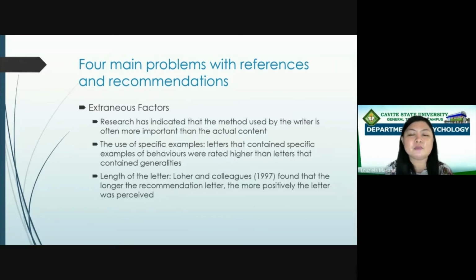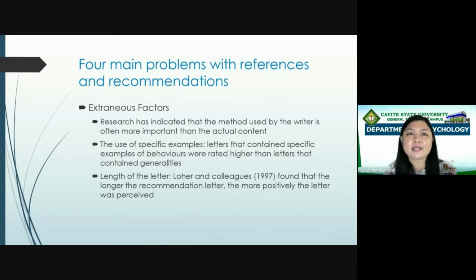So, dapat yung magbibigay ng recommendation sa inyo or reference ay magaling din magsulat, magaling magsalita. And sabi doon sa isang study, the longer the recommendation letter, the more positively the letter was perceived. Which is something na bias kasi what if ang laman naman ay kung ano-ano, no? Pero anyway, that is a result of a research na the longer the recommendation letter, the more positive yung effect niya or yung naiibigay niya na impression doon sa HR.